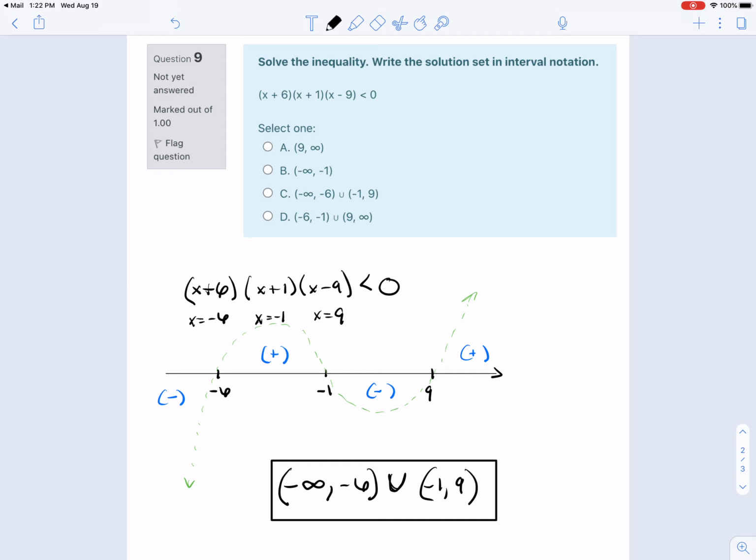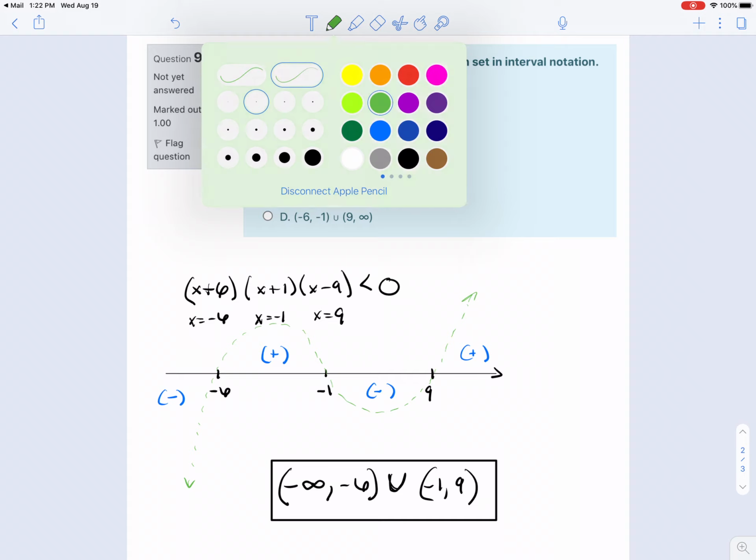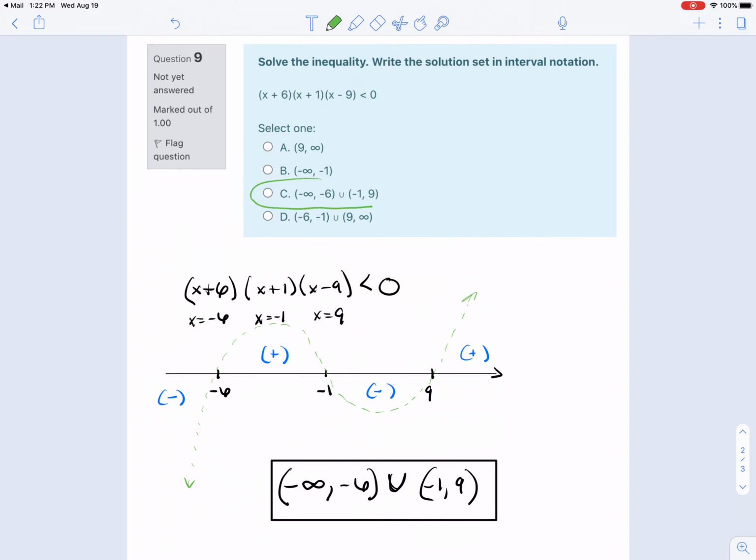So I got negative infinity to negative 6, union negative 1 to 9. It looks like the result here would be C. Just give that a go and let me know how this works for you.